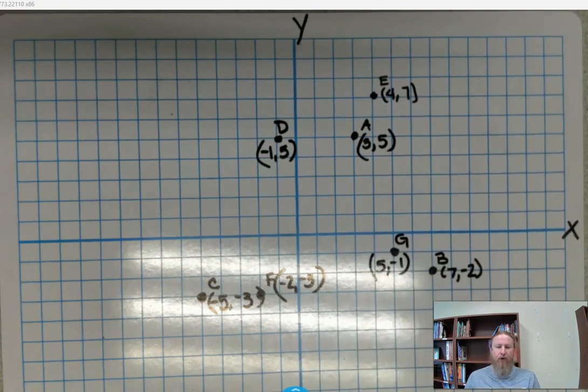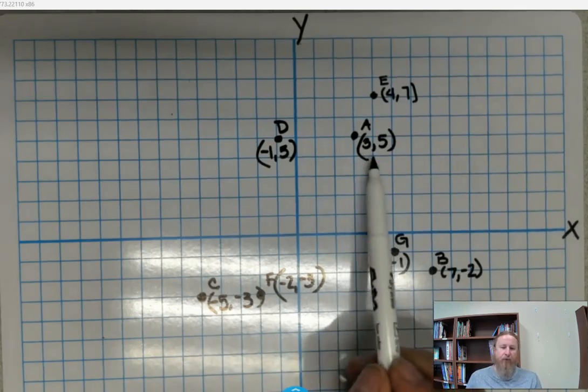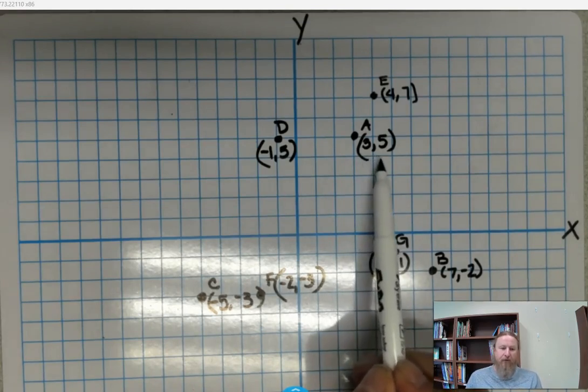Now notice on all of these, the points in the ordered pair are in parentheses with a comma between the two numbers. That is one of your signs telling you this is an ordered pair.